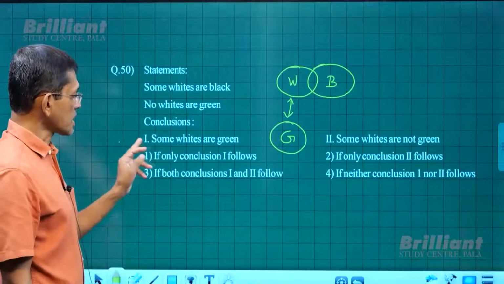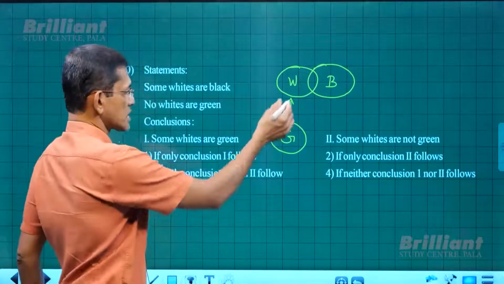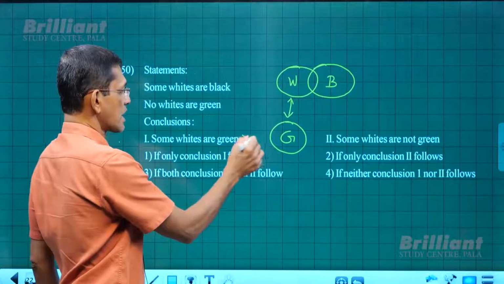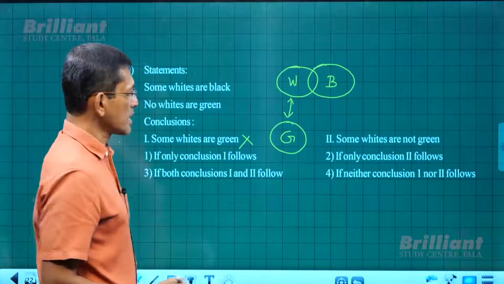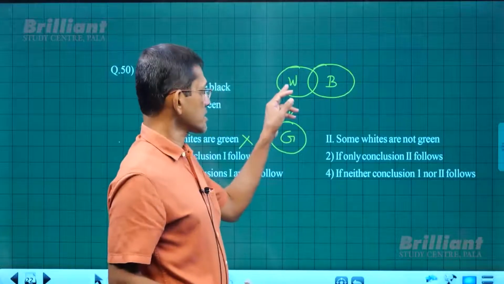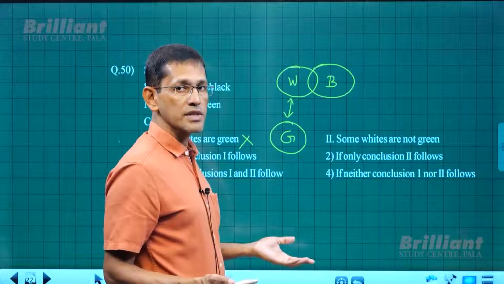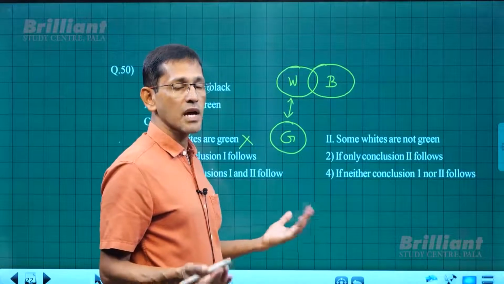Now the conclusion: some whites are green. Not at all. So it is invalid. Positive conclusion invalid means it doesn't follow. Second one: some whites are not green. Well, look at that. Some whites over here are not green. That's correct. However, it's negative. A valid negative conclusion means we have to negate it.